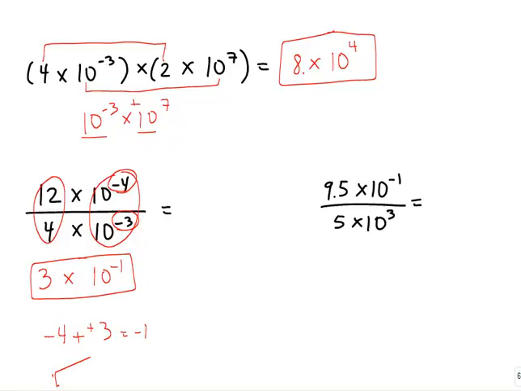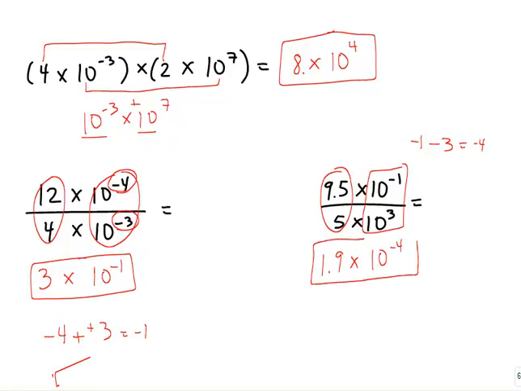Okay, last example, same thing. We're going to divide the coefficients with the coefficients, and then we're going to divide the powers of 10. 9.5 divided by 5. You can do that on your calculator. That gives you 1.9 times top power, which is negative 1, minus the bottom power, which was 3. Negative 1 minus 3 is negative 4, so the power of 10 that we want is negative 4. And remember, it's okay to have negative exponents when you're doing scientific notation, so this answer is good to go.